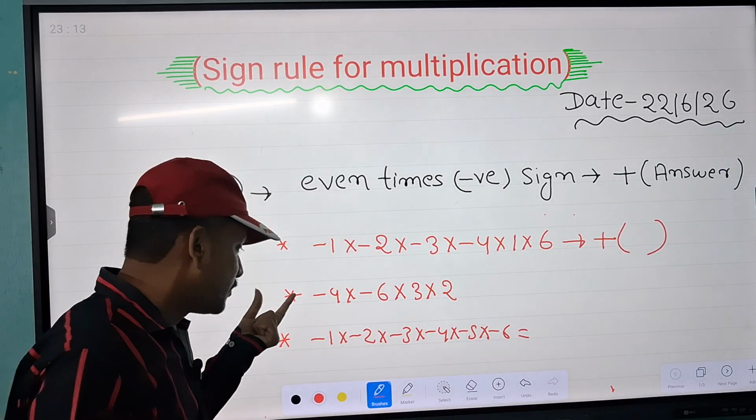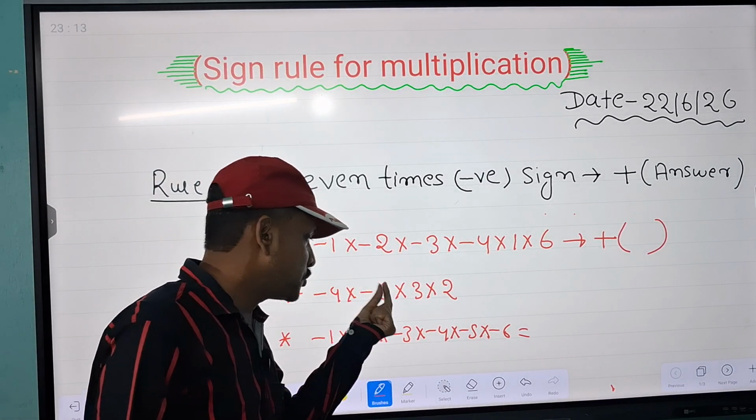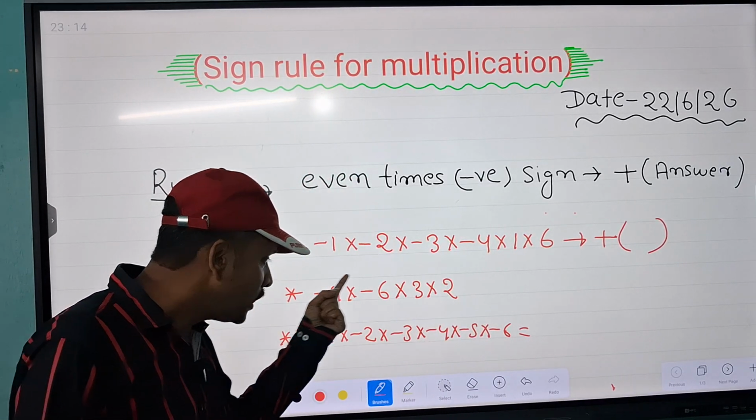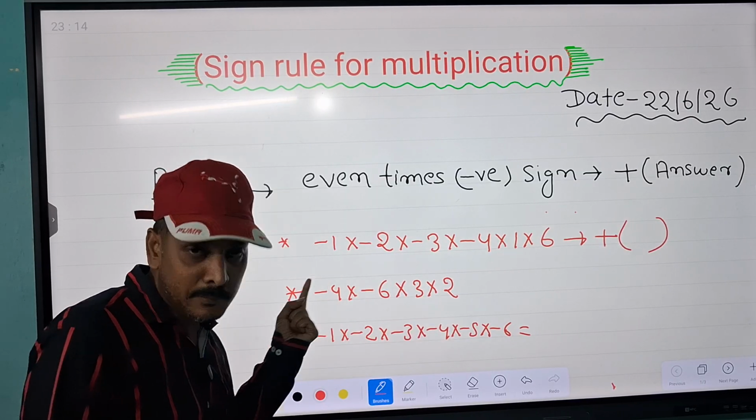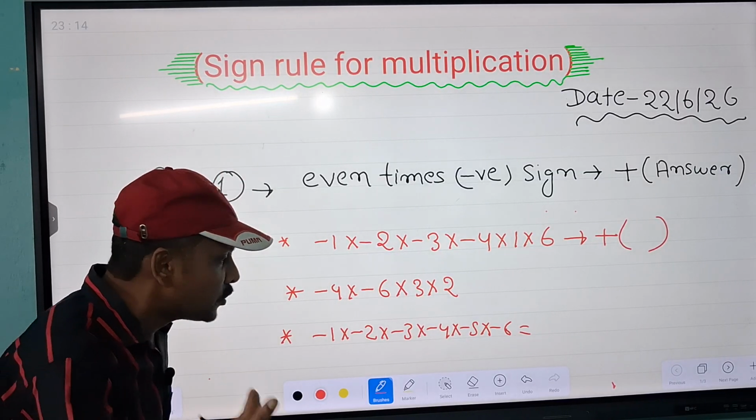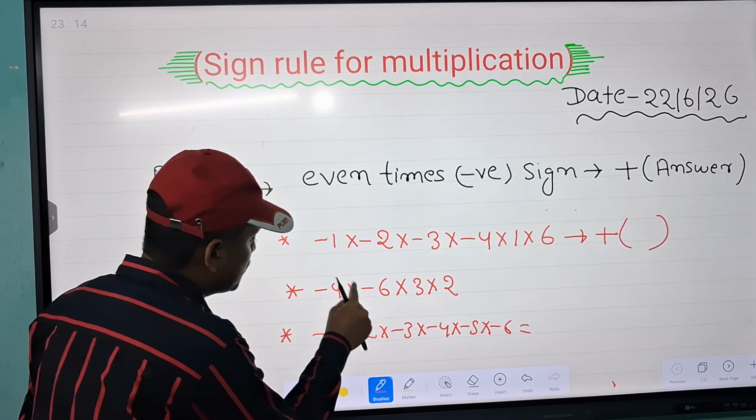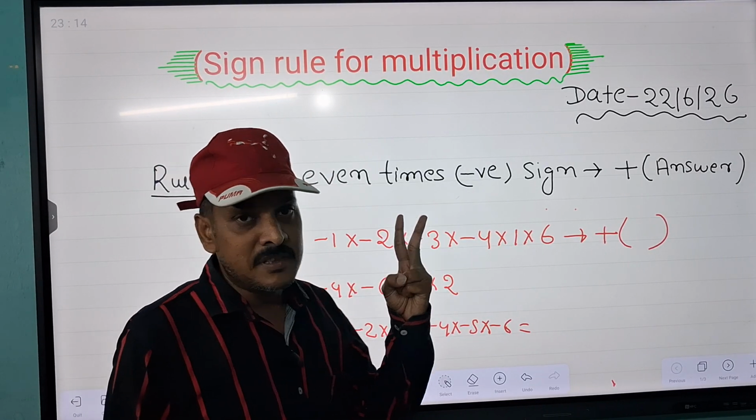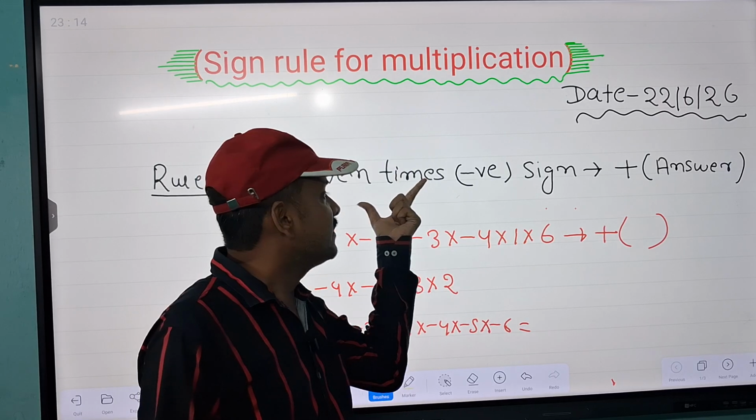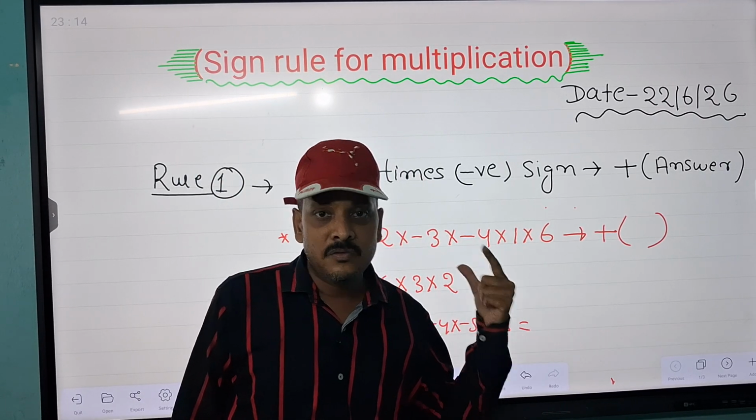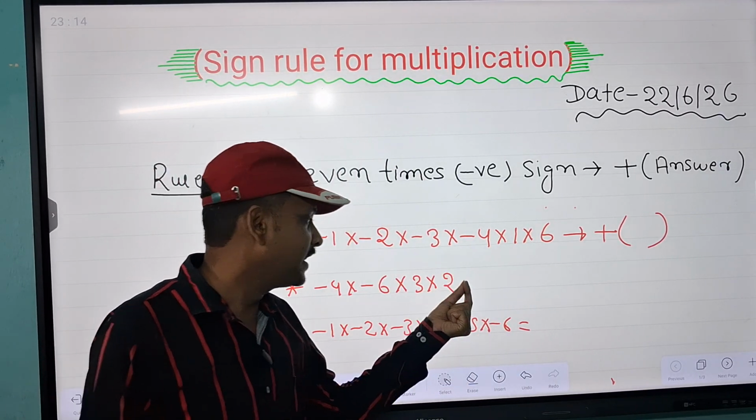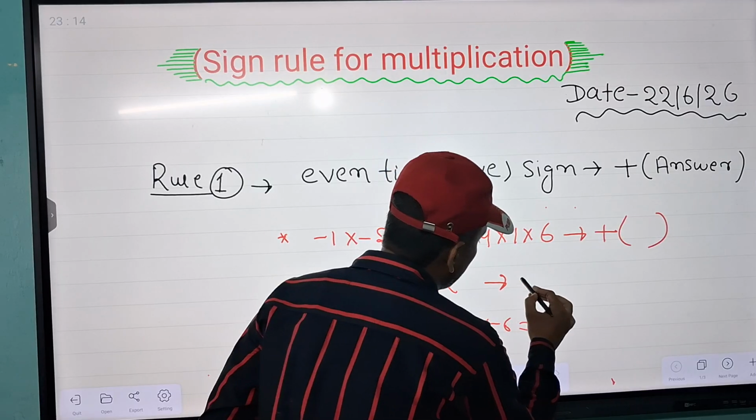The next question is minus 4 into minus 6 into 3 into 2. If all the terms are in multiplication, then you have to count only negative signs. 1, 2, there are 2 times negative sign. That means even times. If the number of negative signs is even, the answer will be positive.